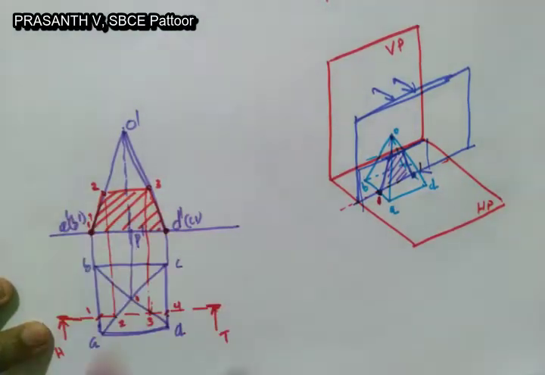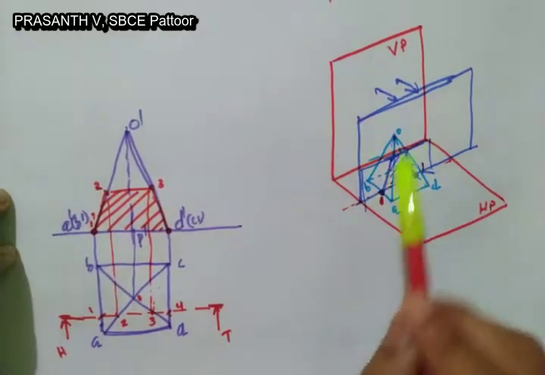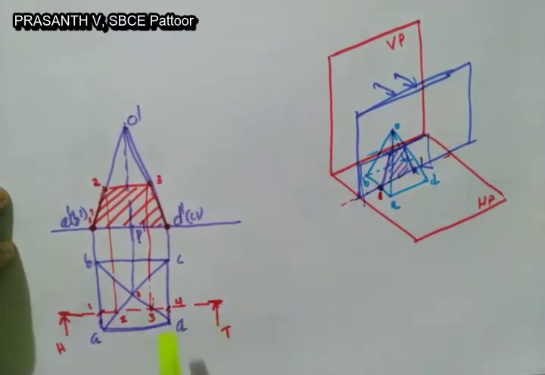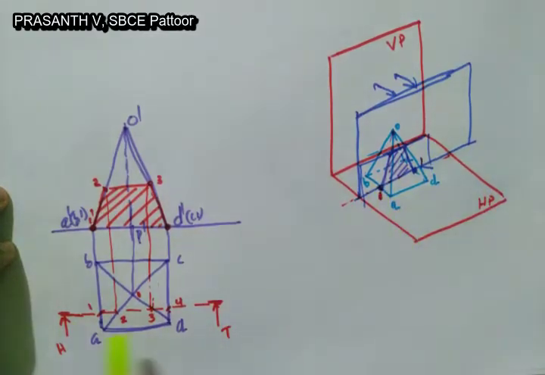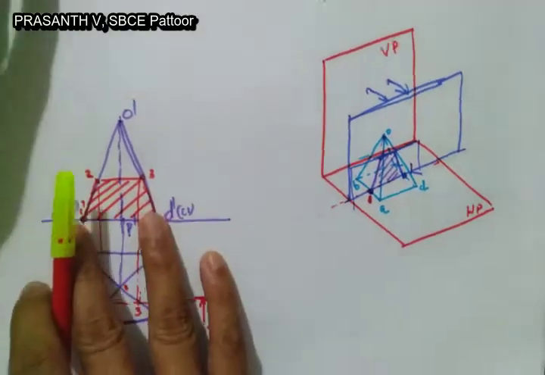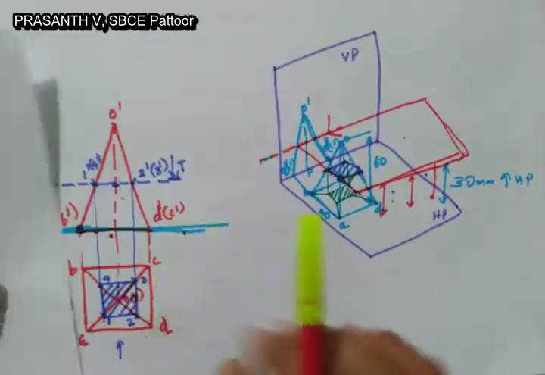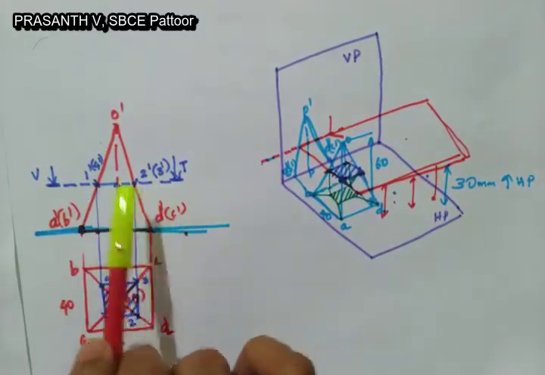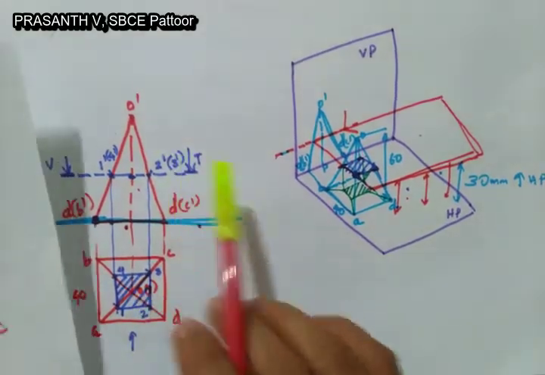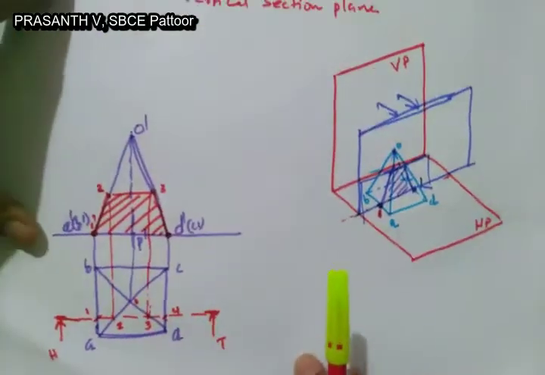Anyway, we will see these planes in these types of questions in detail. So this case is a section plane parallel to VP and perpendicular to HP. This is the most important thing you have to remember. If the section plane is perpendicular to HP, then the cutting line will be in top view. If the section plane is parallel to HP or perpendicular to VP, then the cutting line will be in front view. So these two different cases you have to take carefully.